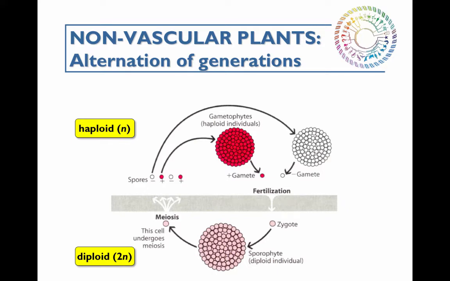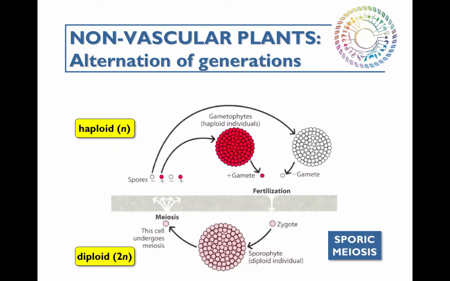So just to remind you, the gametophyte is literally the gamete producing plant. So these are individuals that produce the gamete. And the sporophyte is the spore producing plant, the plant which produces the spore. This is part of what we call sporic meiosis.